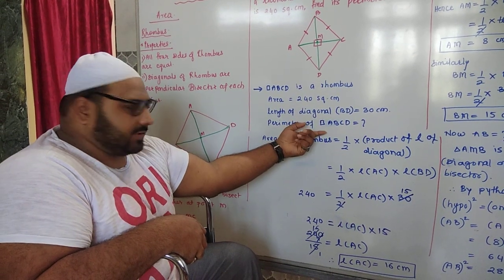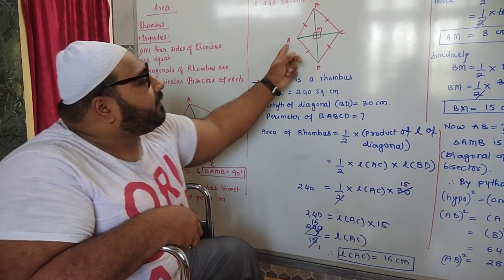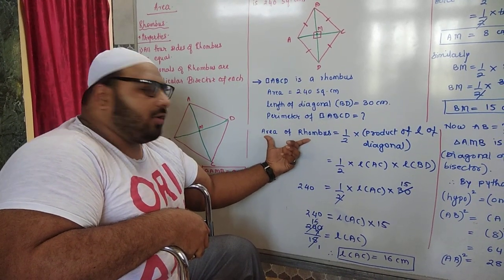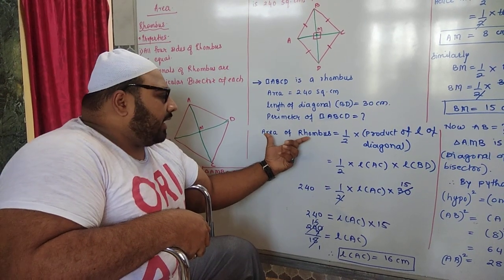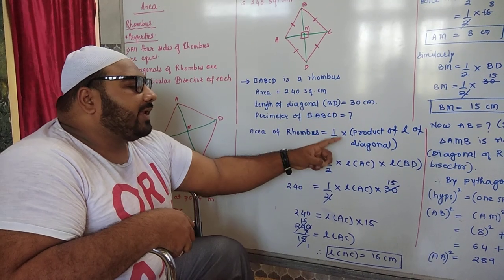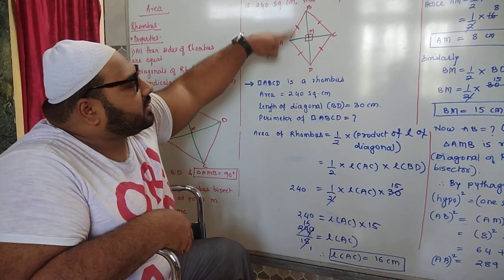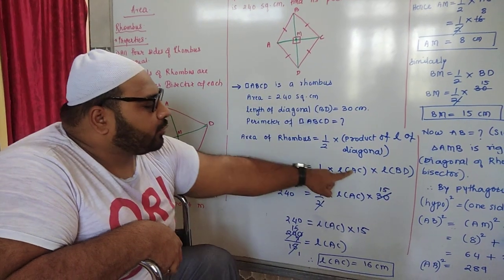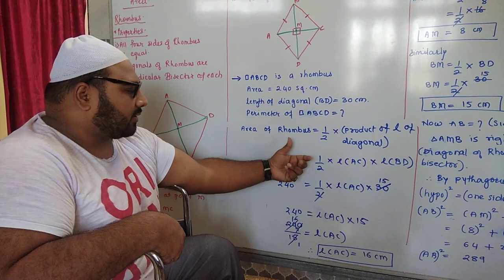this rhombus ABCD. So first we will find the length of another diagonal with the help of the formula of area of rhombus. Now what is the formula for area of rhombus? Area of rhombus is equals to half into bracket product of length of diagonal. Product means multiplication. Now which are the diagonals of this rhombus? AC and BD. So half into AC into BD, as they are the diagonal we have to find their product.